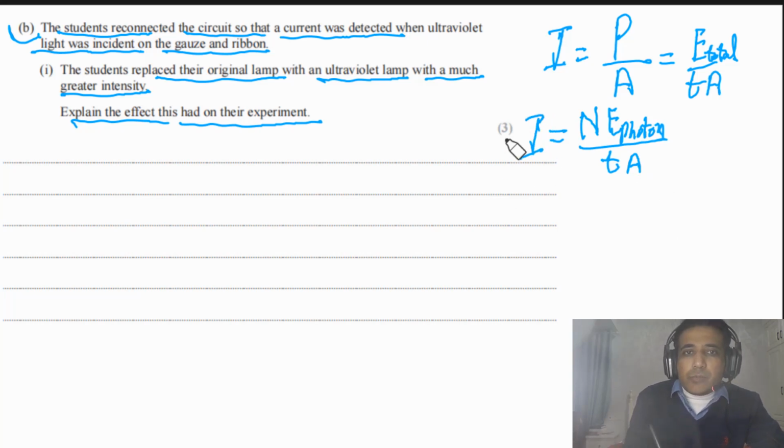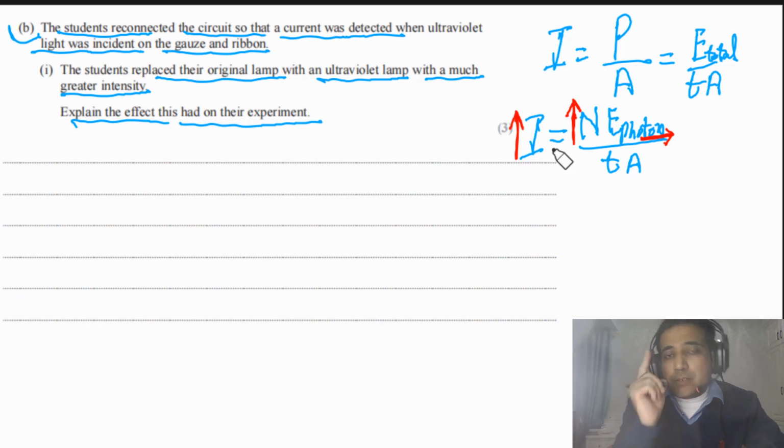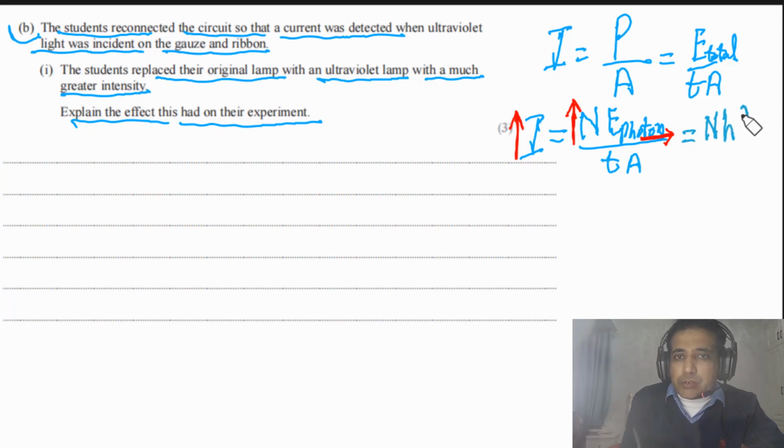So in this case we increase the intensity but we keep the same EM radiation, meaning the energy of each photon does not change. So what exactly does it mean? It means the number of photons increases. This is the first thing you need to understand. We can also understand this equation a little bit more. The energy of each photon is equal to hf, divided by T times A.